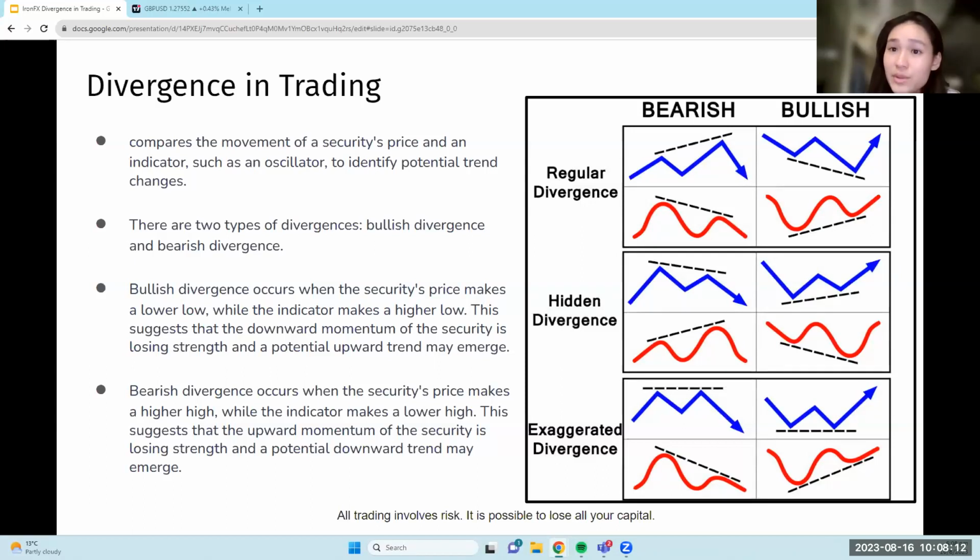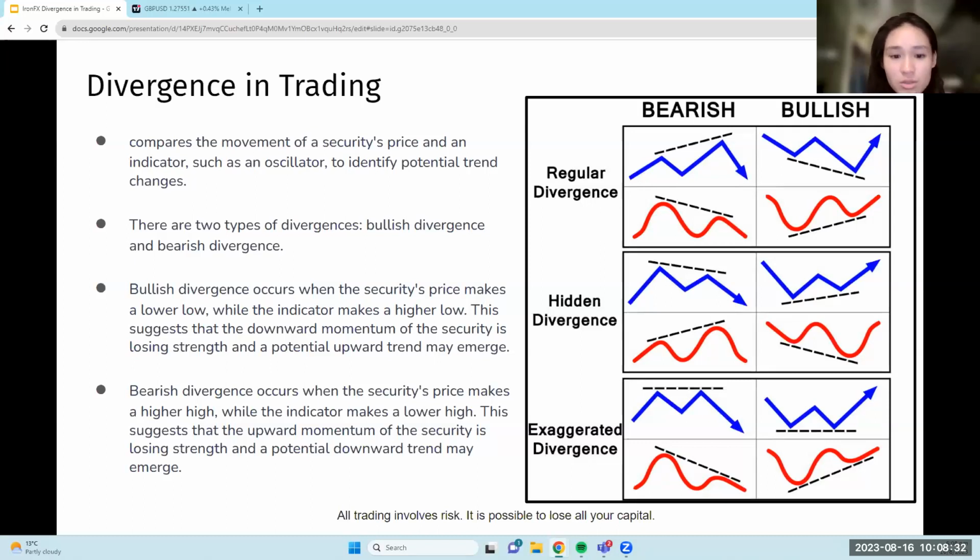On the other hand, we have bearish divergence. That occurs when the security's price makes a higher high, while the indicator makes a lower high. So this suggests that the upward momentum of the security is losing strength and a potential downward trend may emerge.